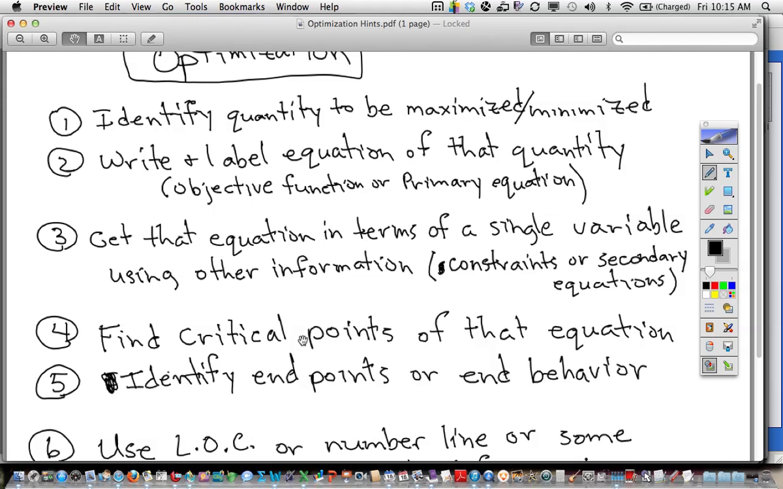So the problem said use the equations p equals xy and x plus y equals 10 to rewrite p as a function of one variable, then maximize p over an appropriate interval. So what they're saying is we want to find the maximum of the function p. They've already done step 1 for us. They've told us what we want to maximize, and they've given us the equation for it, but it's just not in terms of one variable.